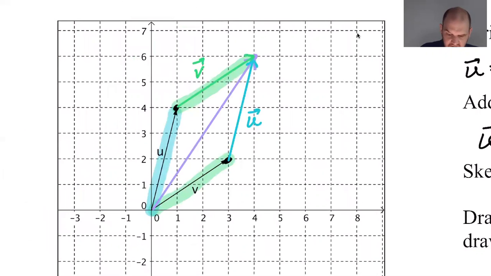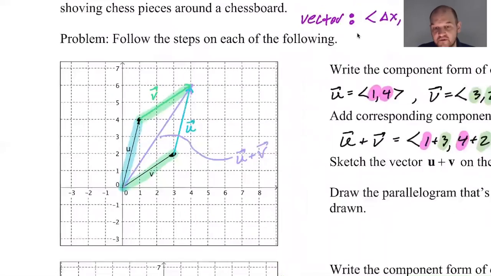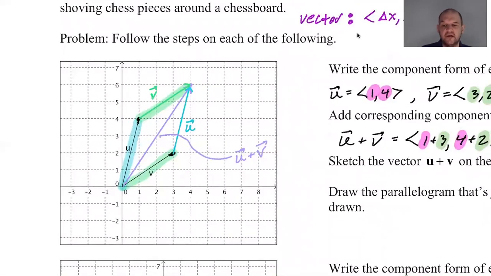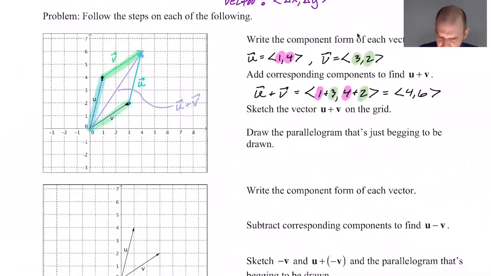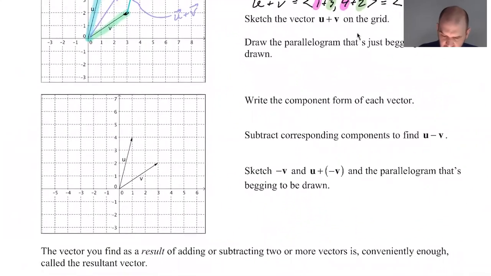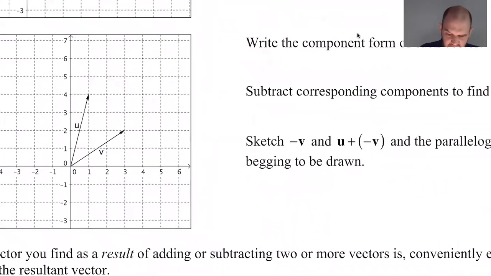So this vector is u plus v. It's also v plus u. Doesn't matter which way you think about it. So that's the parallelogram that shows up when you do that. So let's try this with subtraction. Subtraction's a little bit different. It's not bad, but it's a little different.